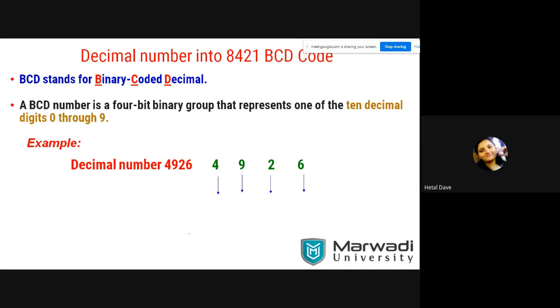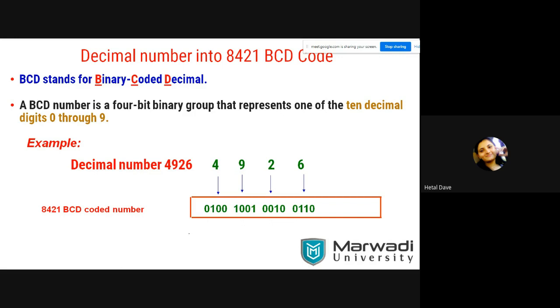Let's say my next number is 4926. You need to convert it into BCD. What will be the BCD number? Each digit will be considered separately. It is highlighted here, and its BCD number will be 0100 1001 0010 0110. If you want to convert this 4926 into binary, then you need to divide this number by 2. Both codings will have a final answer as a series of bits, 0 and 1. Is there any doubt about the difference between binary and BCD?